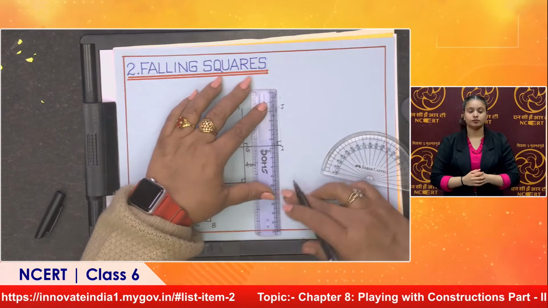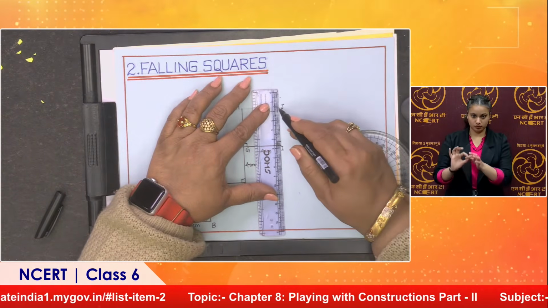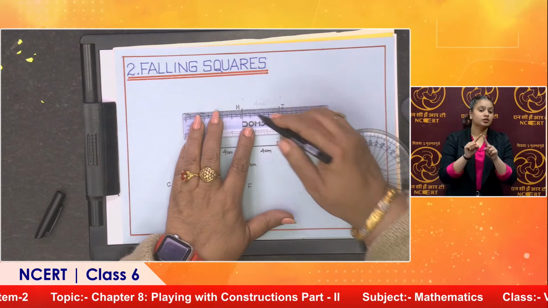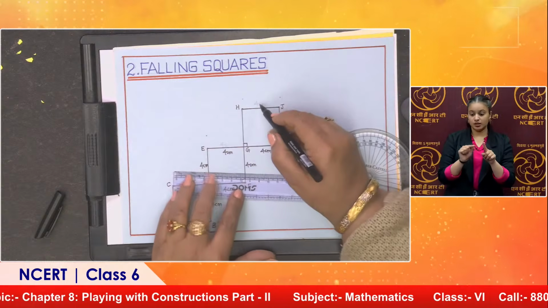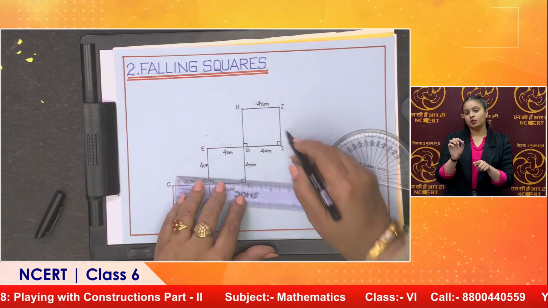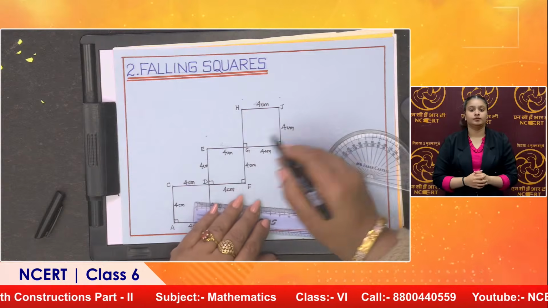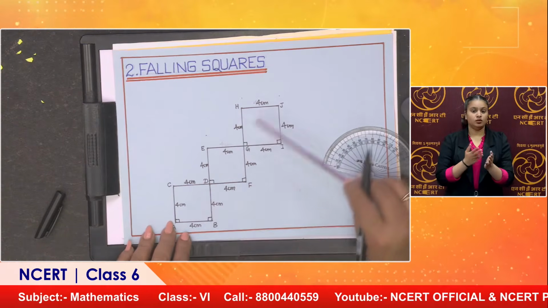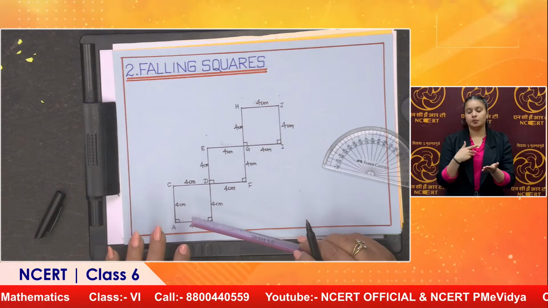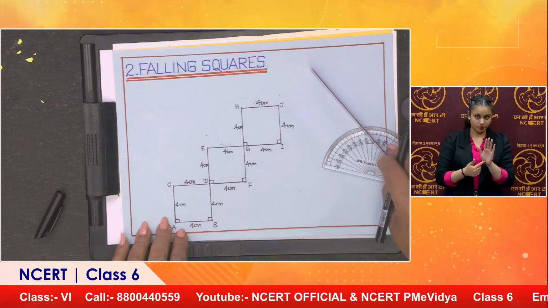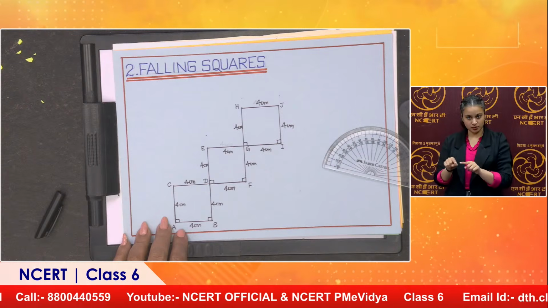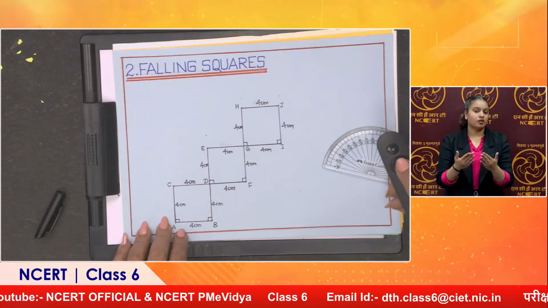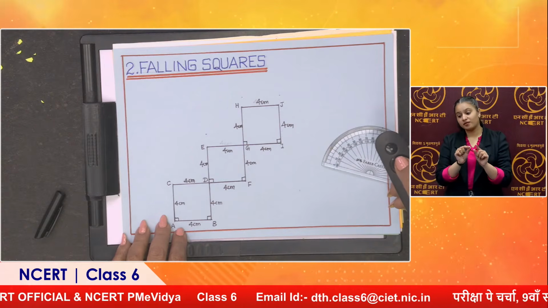Now, if I join, I will get a square of side length 4 centimeters. Easy, children? You can try on your own. This way we can give the figure the look of falling squares. It's a beautiful question in your Ganit Prakash. You can try it out. In fact, the other one has a different side length, so you can draw it in a similar way.